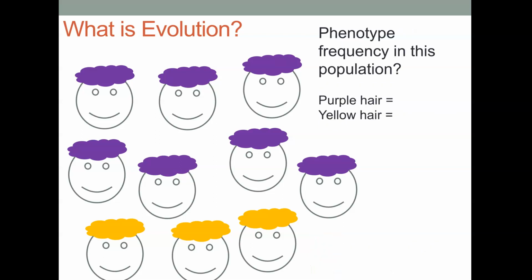So if we were to look at the phenotype of this population, remember that phenotype is the physical manifestation of those genes. So if we get an allele from our mother and an allele from our father, what will our phenotype look like? So if you count up the number of purple-haired individuals in this group and yellow-haired individuals, you can see that the phenotype frequency for purple hair is 7 out of 10 or 70%. Yellow hair is 3 of 10 or 30%. So this is called the phenotype frequency. We're looking at that physical trait and seeing how many people have it.